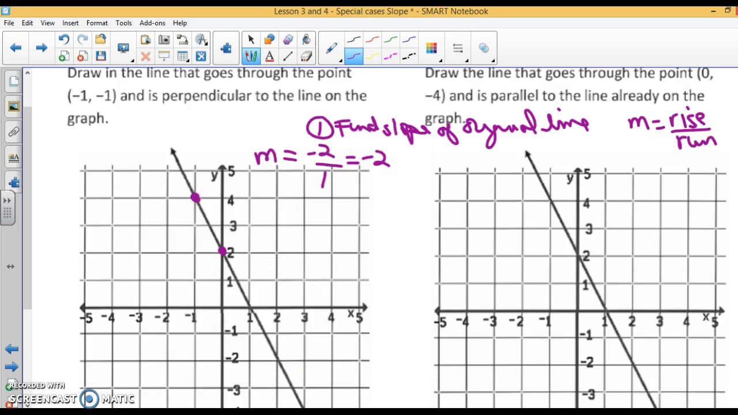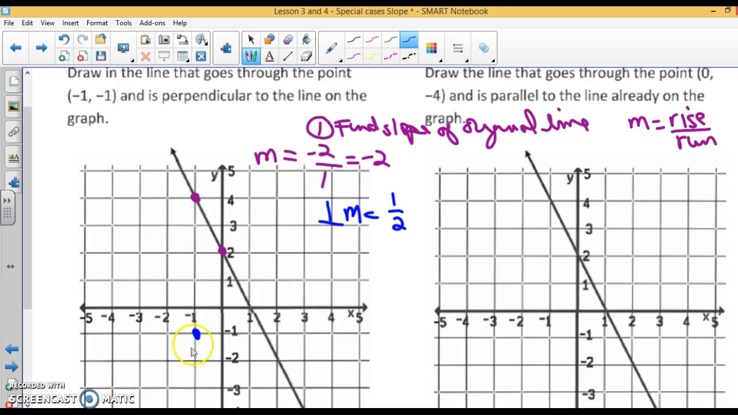Now, we want to draw a graph through the point negative 1, negative 1. So I'm going to change color here. Let's plot the point negative 1, negative 1. And we want the line that is going through that point to be perpendicular to the given line. Well, we know that if the slope of the given line is negative 2, the slope of my perpendicular line, I'm writing perpendicular slope, is going to be the negative reciprocal. So flip this and change the sign. 1/2.